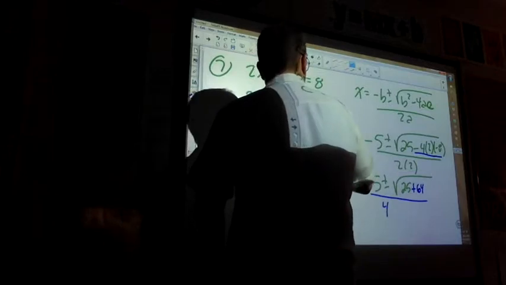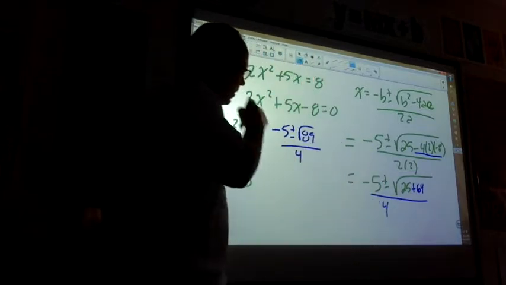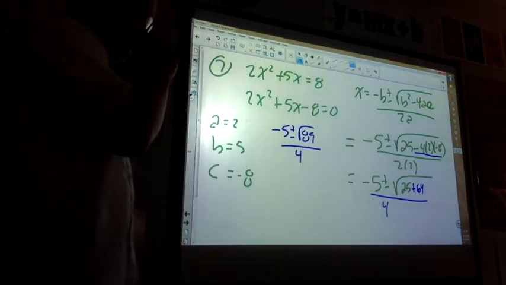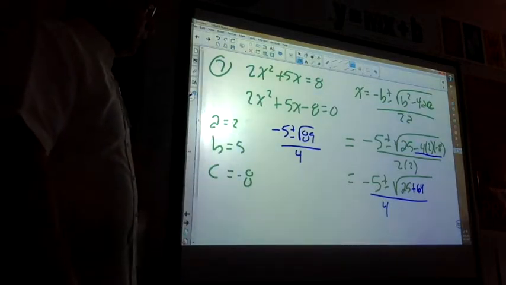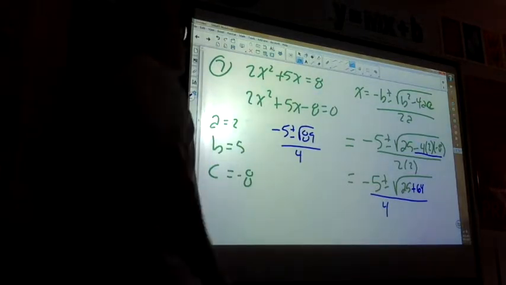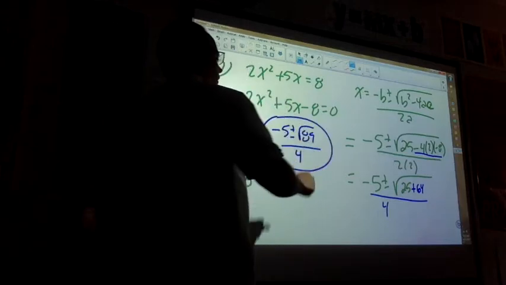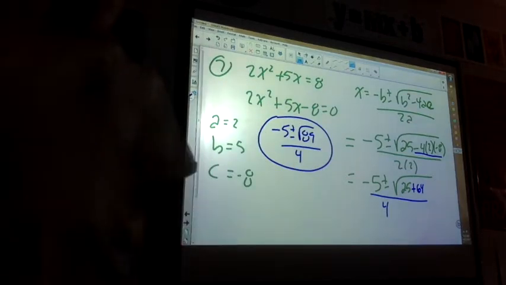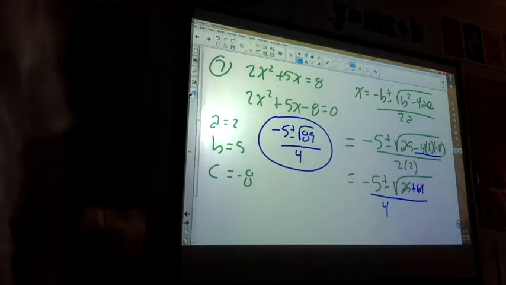I don't think I could break root 89 down. Does 3 go in it? No. I did 25 minus 64. That's done. You should have done 25 plus 64. You goofed it if you did a minus there. Watch your signs. It's a different answer. Way different.